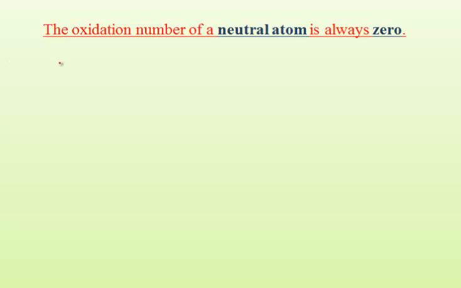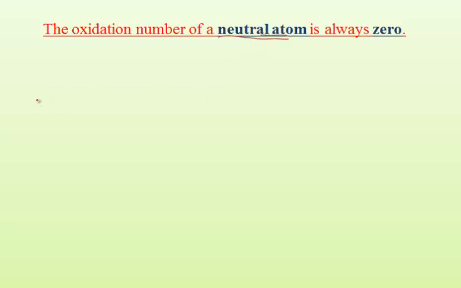I will discuss certain oxidation rules which play a significant role in assigning the oxidation numbers of an atom. We assign the oxidation number of an atom to find out whether the atom loses electrons or gains electrons in a chemical reaction. Let me start with the first rule, that is the oxidation number of a neutral atom is always 0.